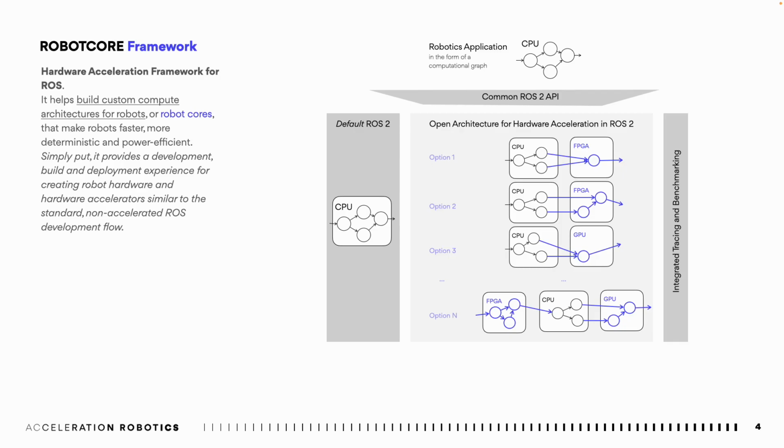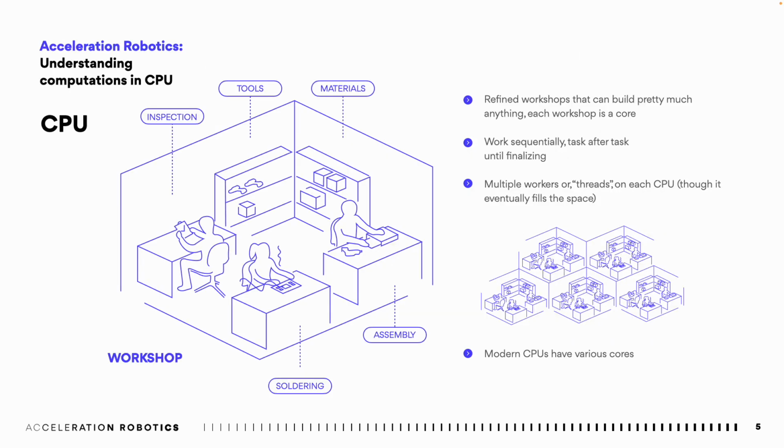Now, we've explained how the RobotCore framework gives you the tools to build up these architectures to improve computational graphs with hardware acceleration. But what are these underlying computational resources that we can leverage? Well, let me quickly go through each one of them and give you a sneak peek through a metaphor. We're going to be using an industrial metaphor.